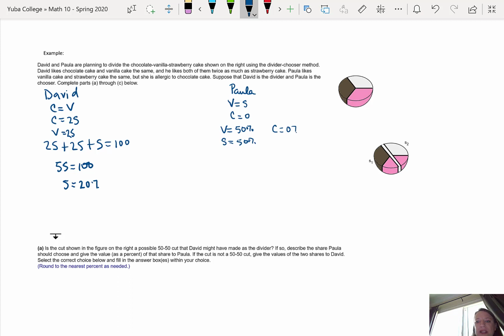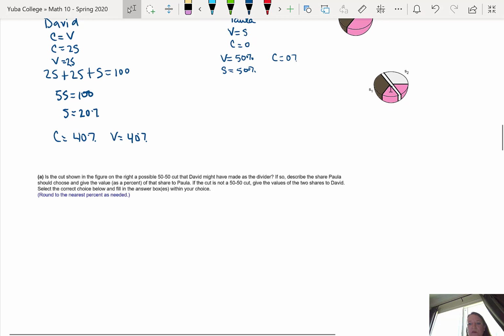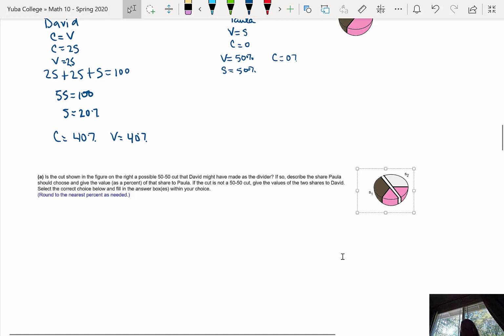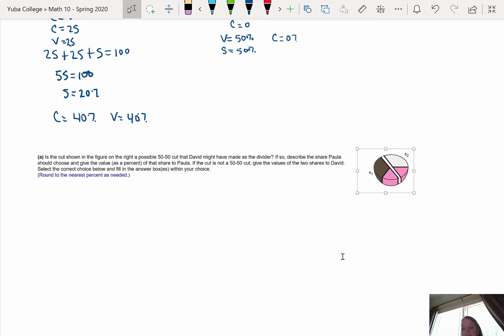So if he likes strawberry, 20% of that is the weight. He likes chocolate, which is equal to 2 times that, which is 40%. And he believes vanilla is equal to 40%. Okay, so now we're given that he split this up. Or did he? Did David split this up 50-50? If we look at this, it looks like he subdivided halfway down in between.